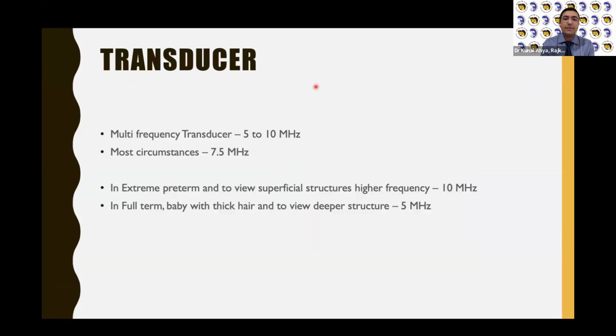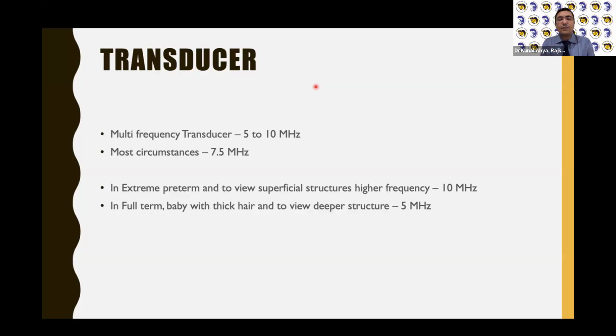But in extremely premature babies, you need to see a more superficial structure, so you need a higher frequency probe. While in a full term baby or a baby with a thick head, where you need to see the deeper structures, you use a lower frequency probe. Nowadays, you can set the frequencies, so the probes which are coming show you ranges also. It can be from 7 to 15, 5 to 10. Different frequency ranges are there. Based on that, you can select.